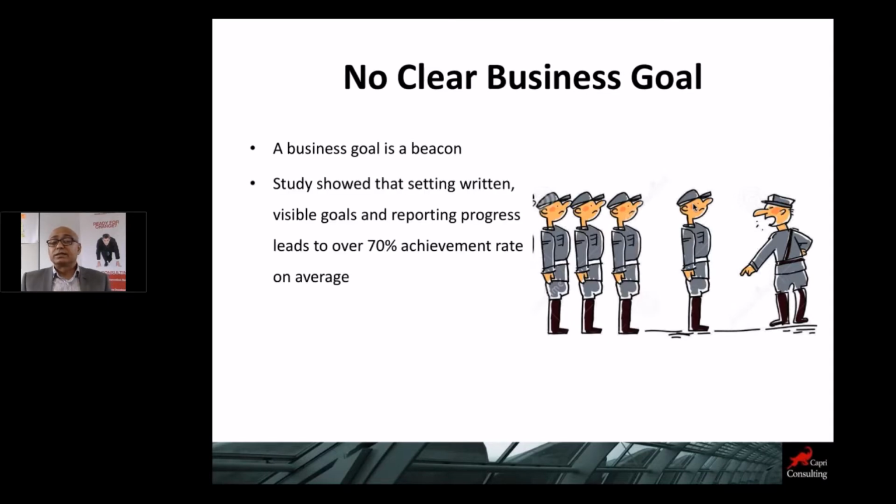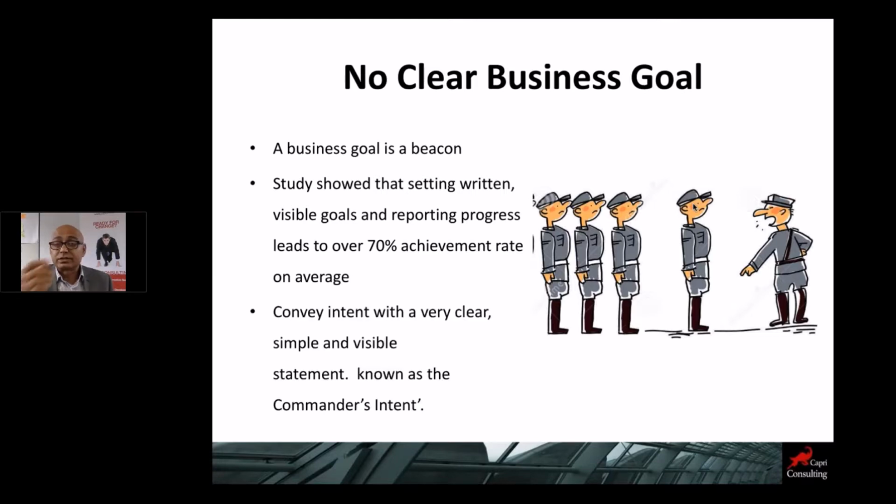Recent studies showed that setting a written and visible goal and reporting progress leads to over 70% achievement rate on average. So it's very important to have this kind of thing, the goal written on the wall, or where the team area is, so everyone clearly understands what our organization wants to achieve, what the project wants to achieve, and how they are aligned to each other. So that communication is very, very important to everyone. If you do not have a clear business goal, I think it's time to go and set those business goals and make them visible to team members and start progressing on them.